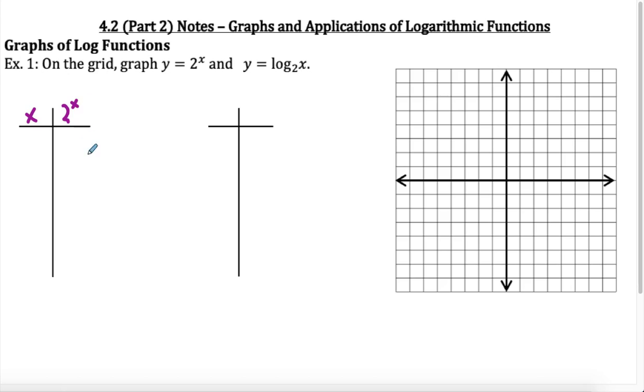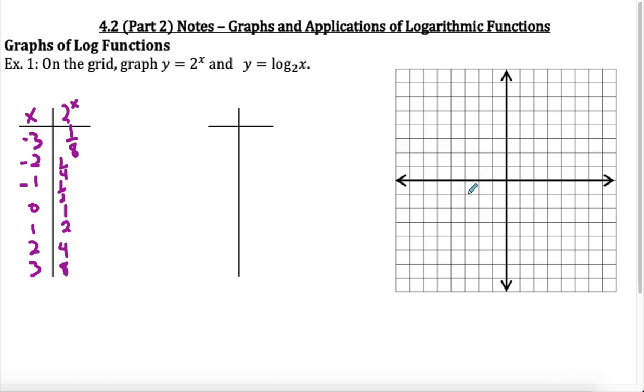Okay, and we actually already did this in the first lesson, so I'm not going to spend too much time talking about this. But let's say I were to plug all of these values in. Well, 2 to the negative third would mean 1 over 2 to the third, so that would be 1/8. 1 over 2 squared would be 1/4. 1 over 2 to the first is 1/2. 2 to the 0 is 1. 2 to the first is 2. 2 to the second is 4, and 2 to the third is 8, right?